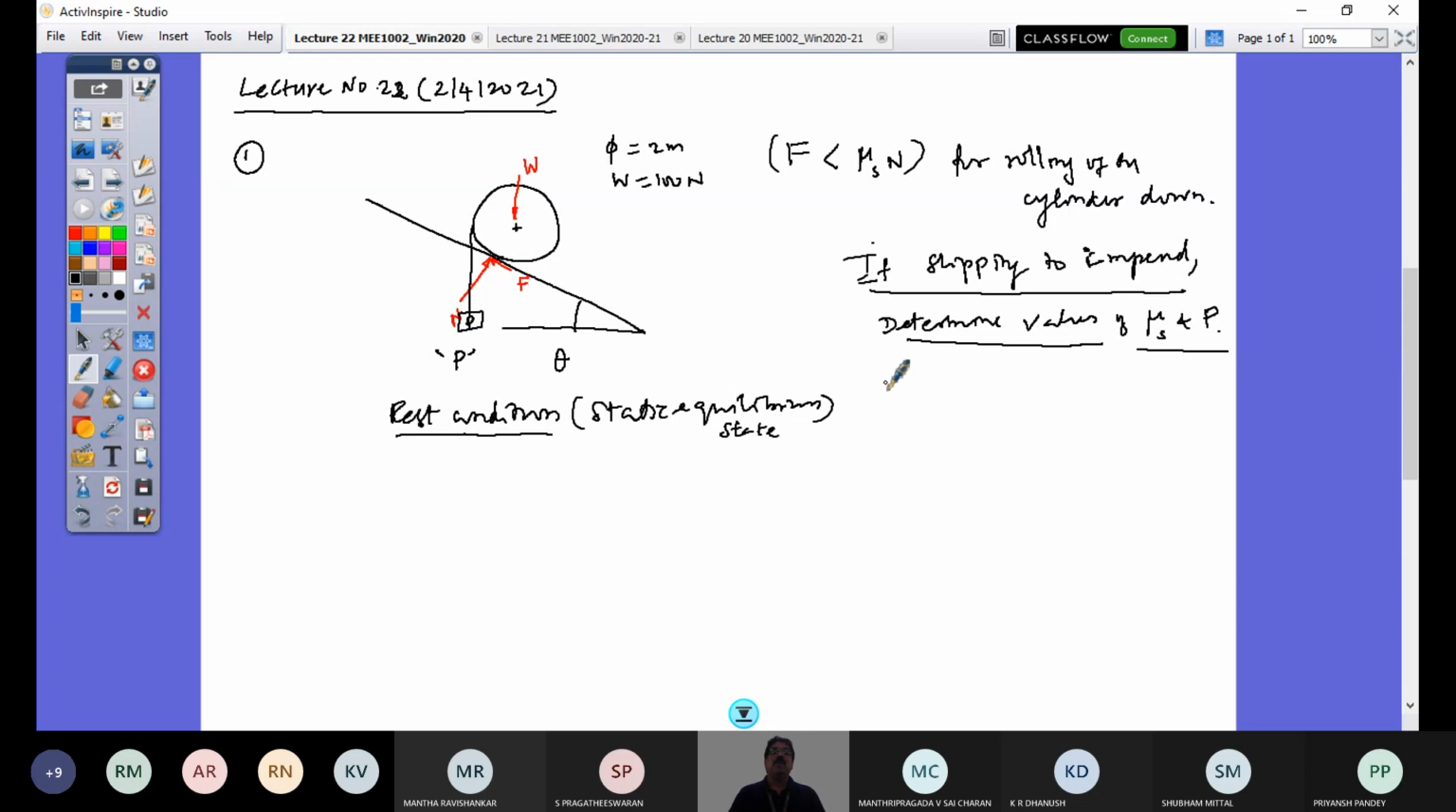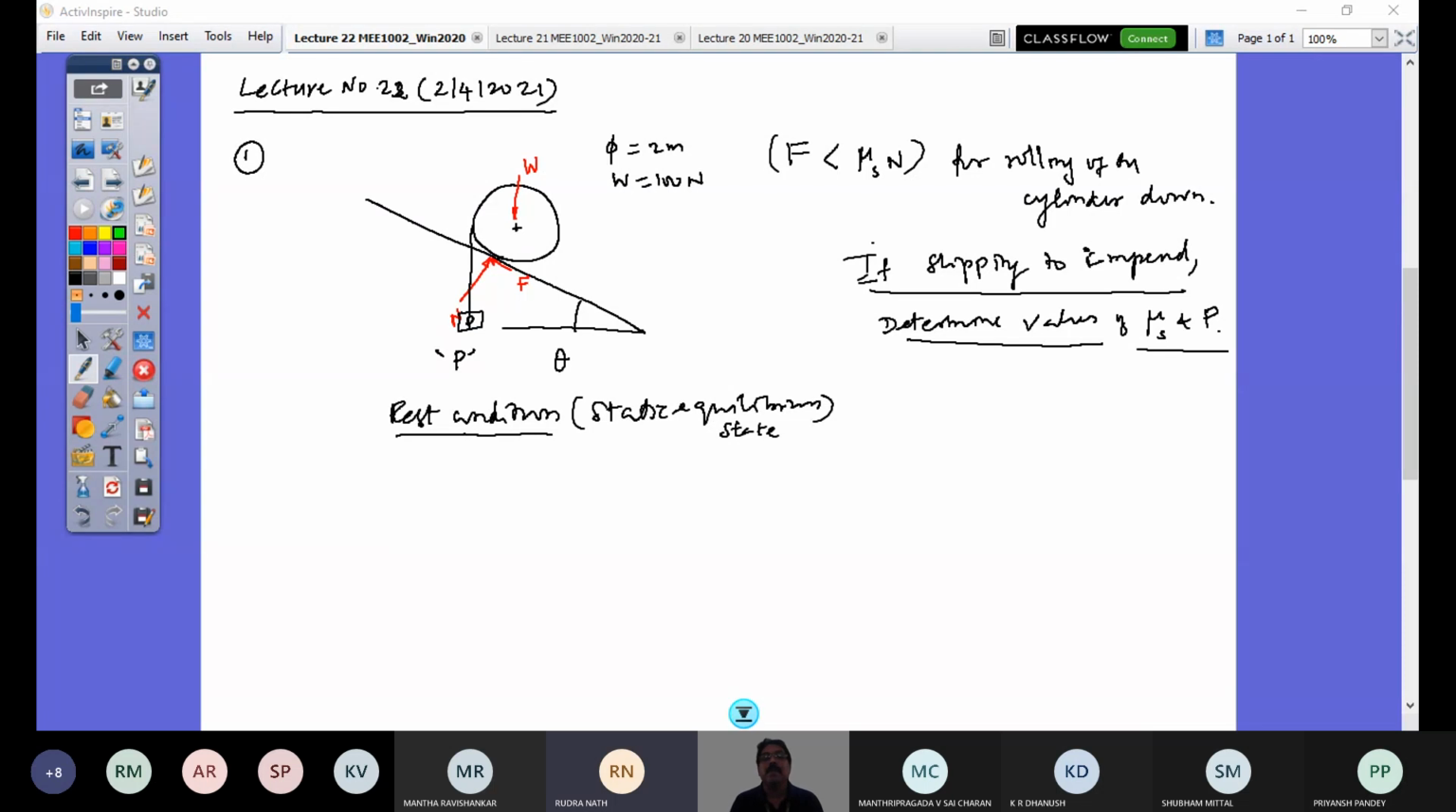So how can you find that out? What is the value of it? Can anyone answer? Or have you understood the question that I asked? Any doubt in that? Pranesh. Sir, F will need to be greater.